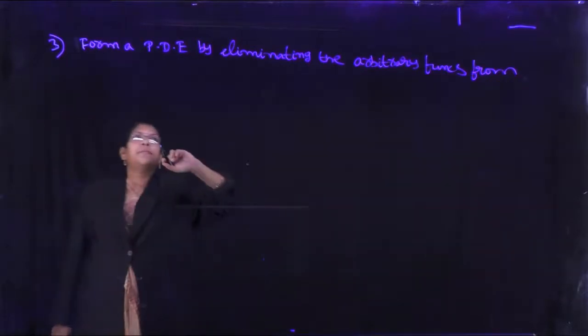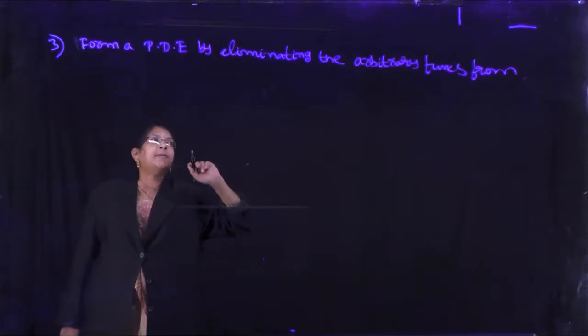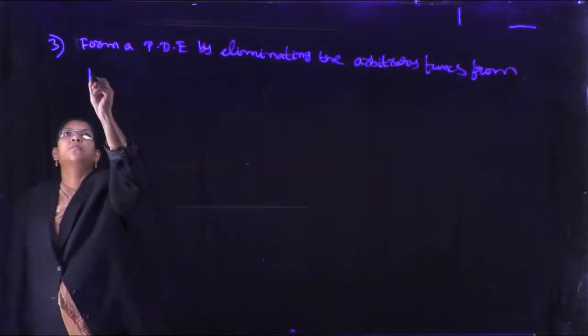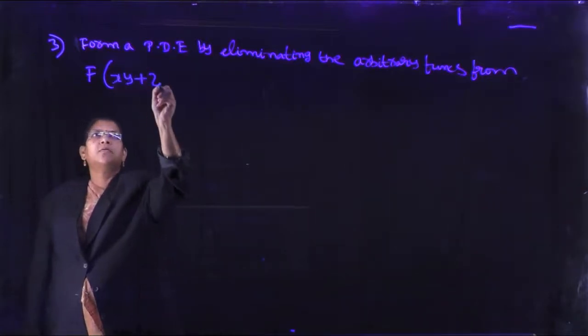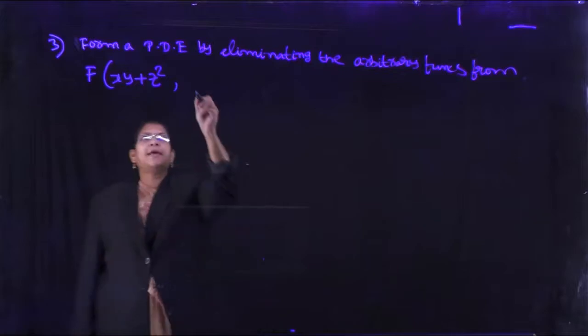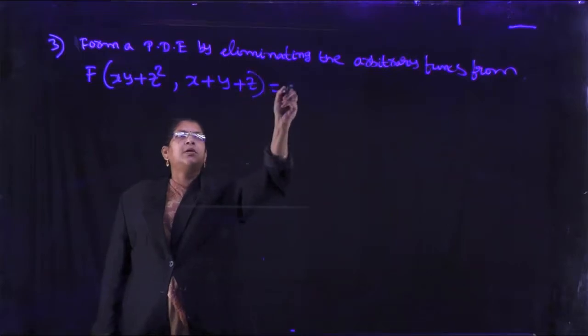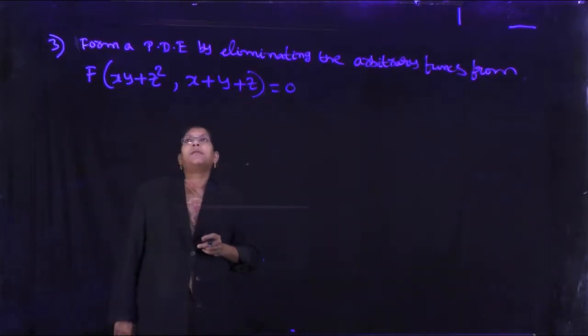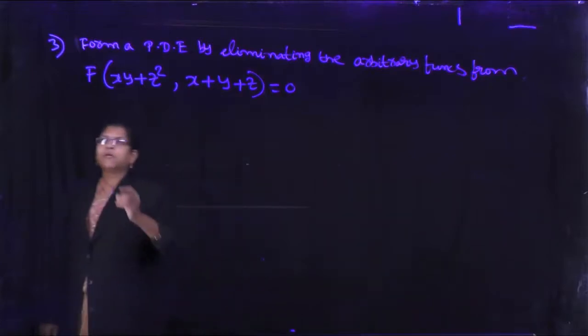Next problem is: form a partial differential equation by eliminating the arbitrary function from F of (xy + z²), comma, (x + y + z) equal to 0. Solution.